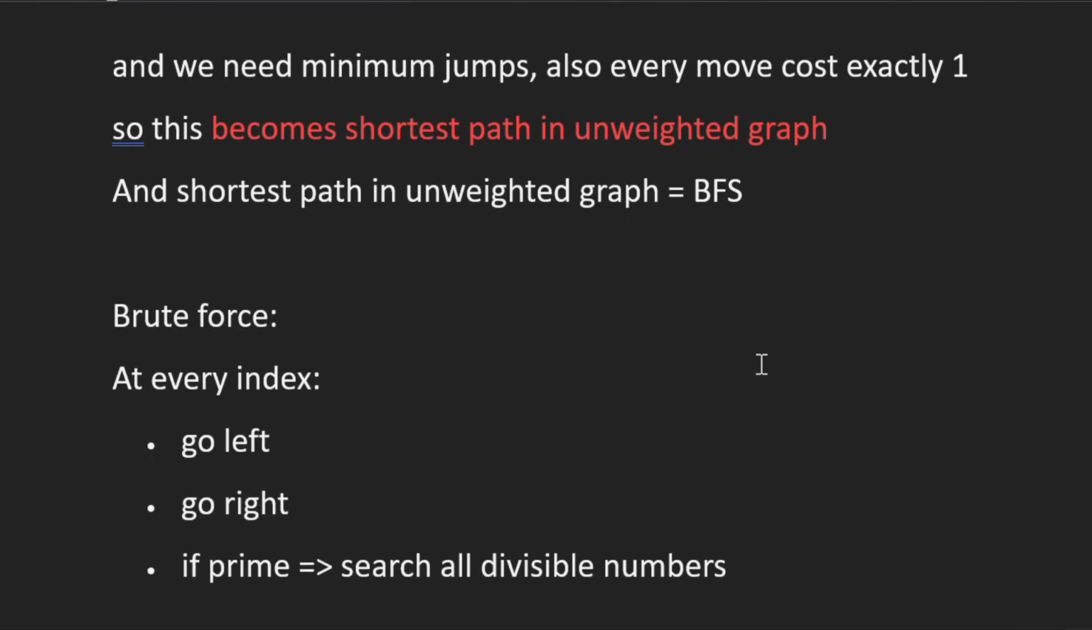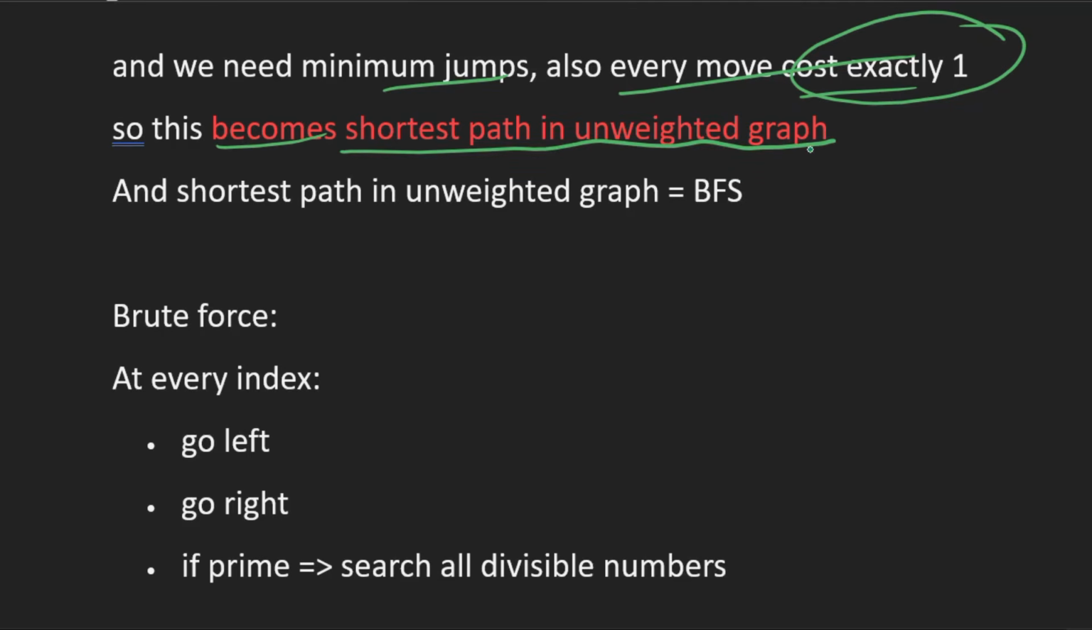And what we need is the minimum jumps to reach n minus 1, and every move costs exactly 1. So this becomes a shortest path problem in an unweighted graph, because each move has the same weight, which is 1.